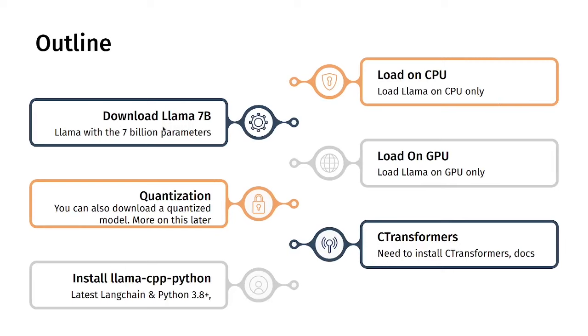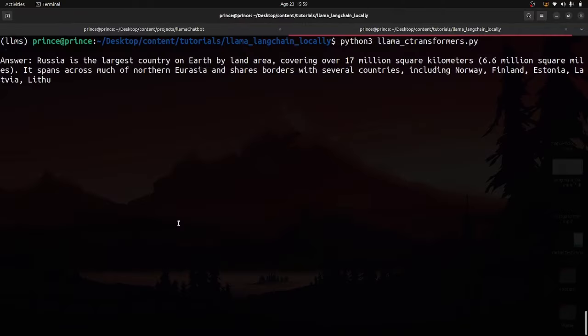We have learned how we have downloaded our Llama 2 model with 7 billion parameters. You can download a bigger one if you want to, but make sure you have a bigger CPU or a bigger computer. You have loaded it on a CPU, you have loaded it on a GPU, you have loaded it with C Transformers. We have also installed Llama-cpp Python.